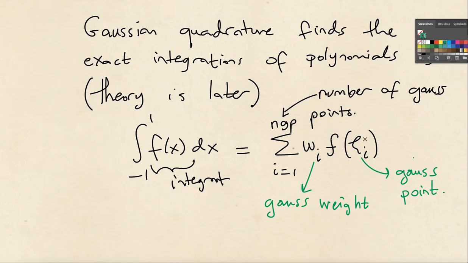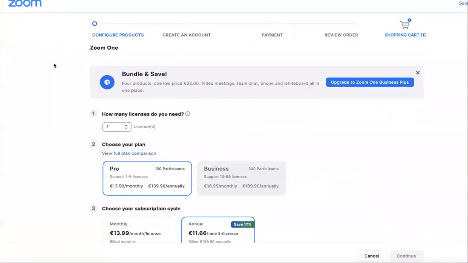But how am I going to do this? For any f of x, I need to write down a function now. How are we going to do this by coding? The first thing is I need to find the weights and Gauss points. Where do I get these? I'm going to show you how we find the weights and Gauss points, but this is already tabulated. So we just go to Google.